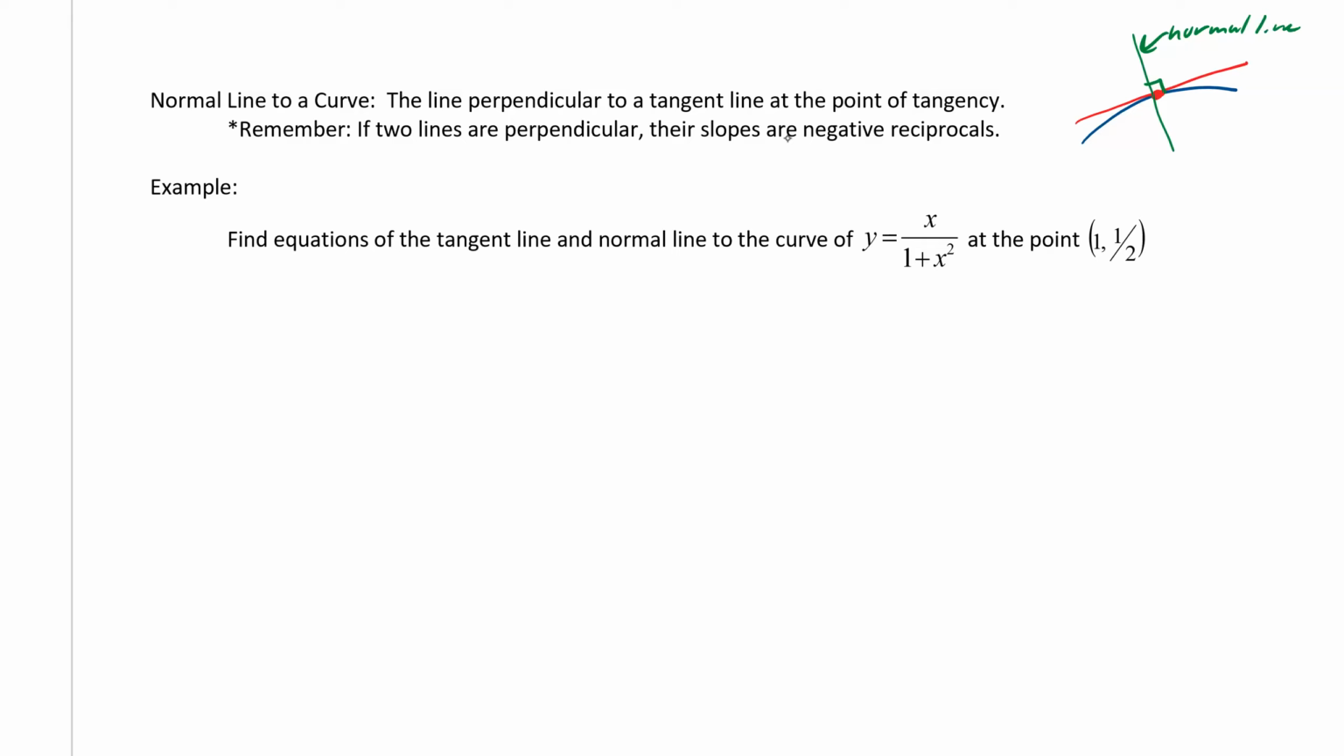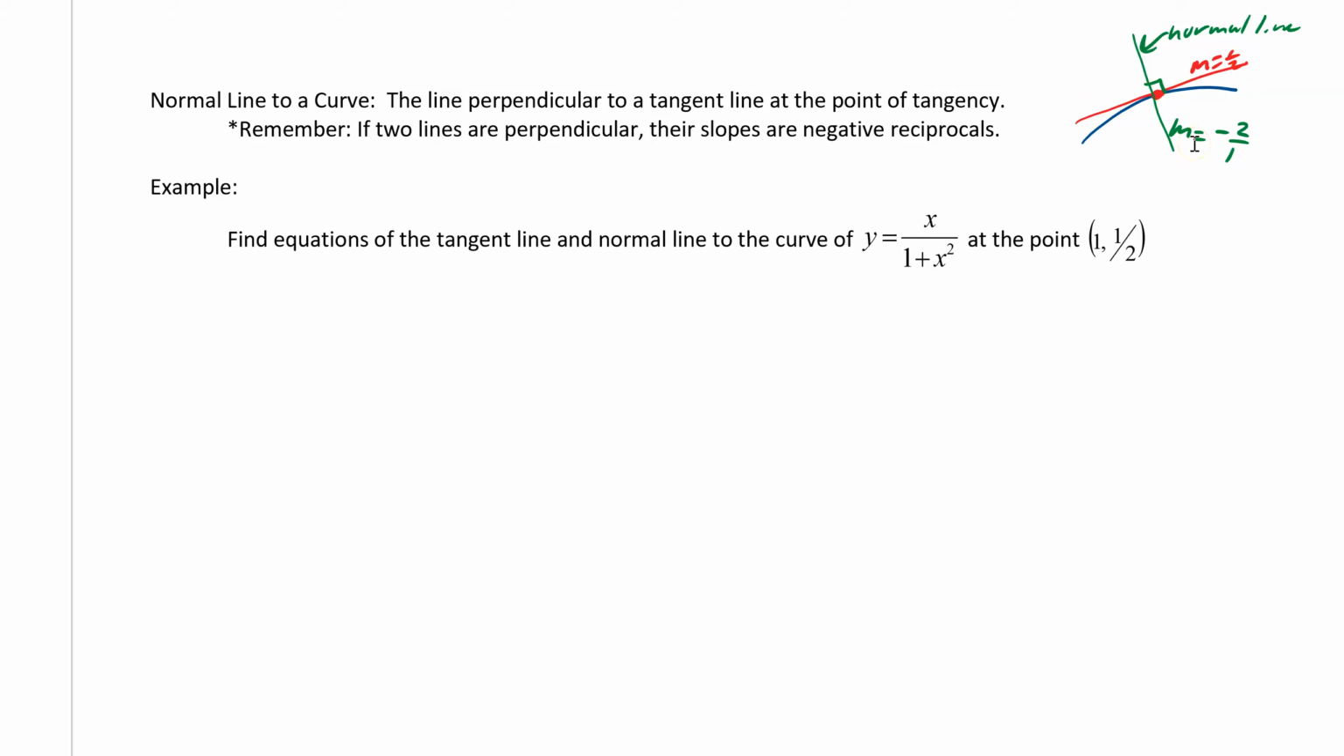And if you remember with slopes, if this slope is a half, the slope of the perpendicular would be the negative reciprocal. So you just take that slope, flip and change the sign, and now you have the slope of the normal. So we have the slope of the tangent and the slope of the normal.